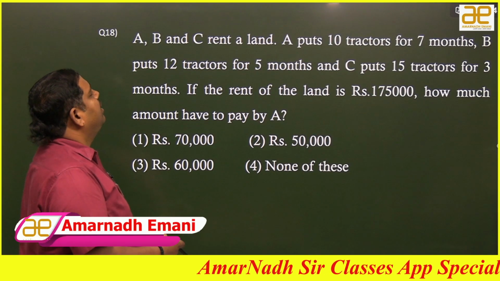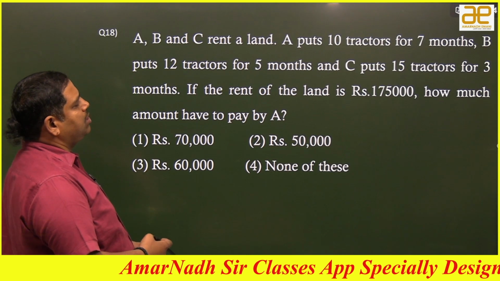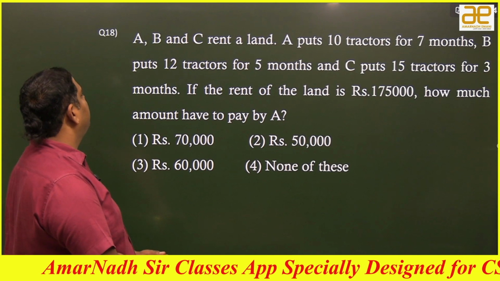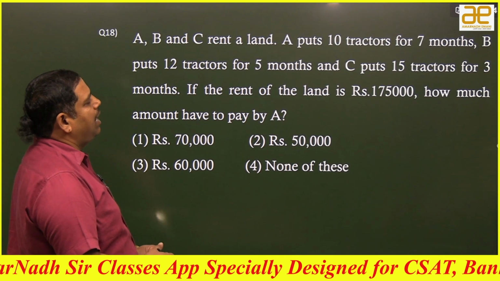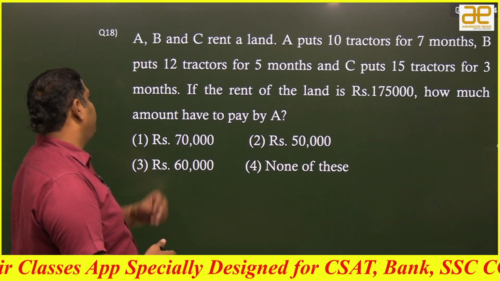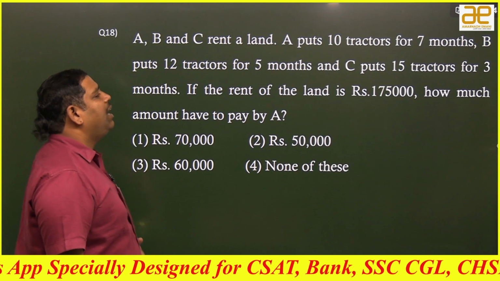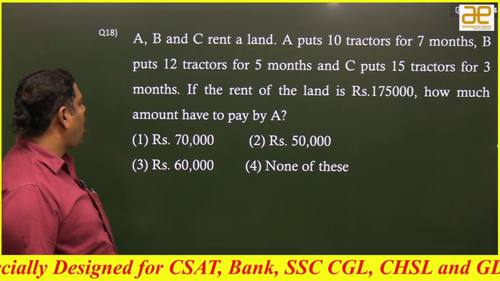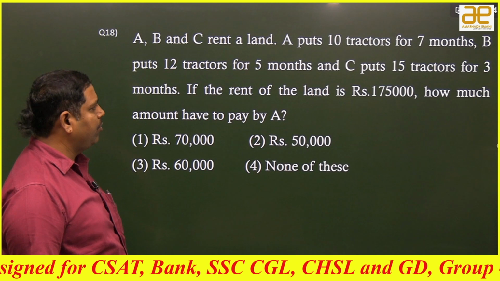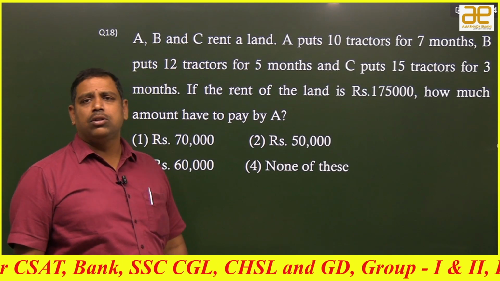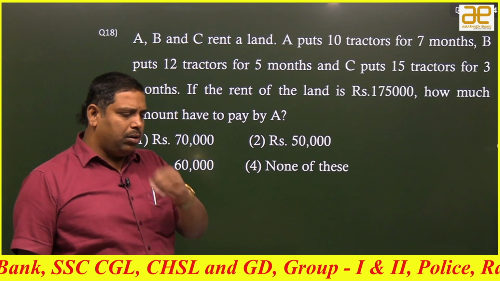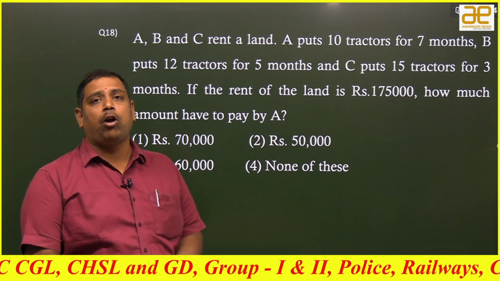A, B and C rent a land. A puts 10 tractors for 7 months, B puts 12 tractors for 5 months and C puts 15 tractors for 3 months. If the rent of the land is 1,75,000, how much amount has to be paid by A? If you observe the question, as usual, we discussed that like partnership, we can work out the problems on rent also, right?